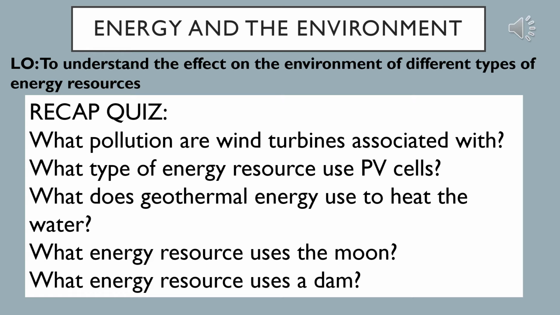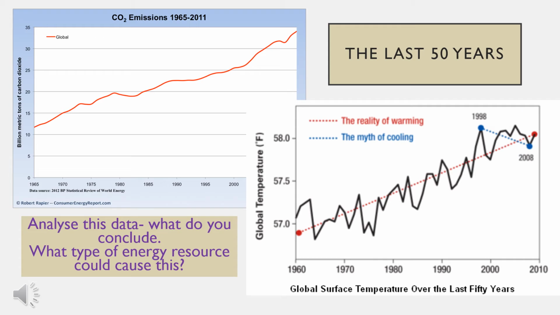So recap questions. What pollution are wind turbines associated with? What type of energy resource uses PV cells? What does geothermal energy use to heat water? What energy resource uses the moon? And what energy resource uses a dam? Have a think about those.